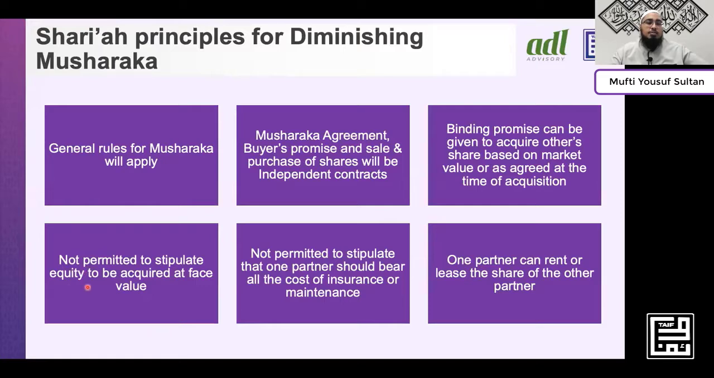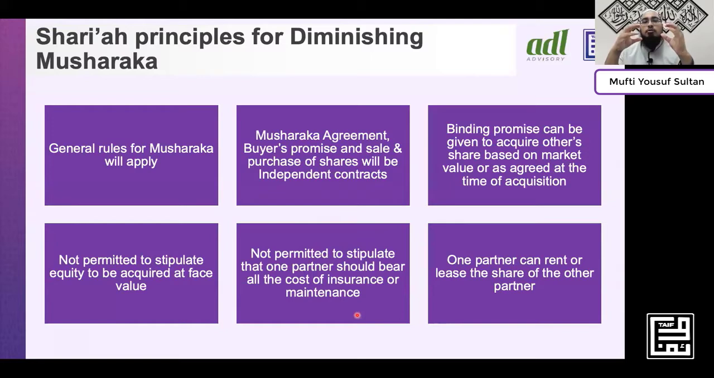Okay. Not permitted to stipulate equity to be acquired at a face value. This is the same thing that I mentioned. Not permitted to stipulate that one partner should bear all the cost of insurance or maintenance. Remember, in diminishing musharaka, they both are owners, co-owners, joint owners.